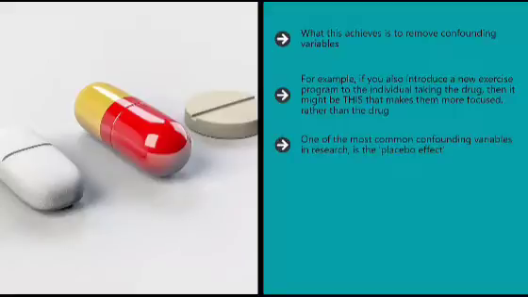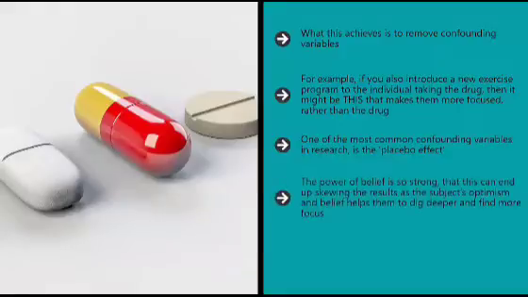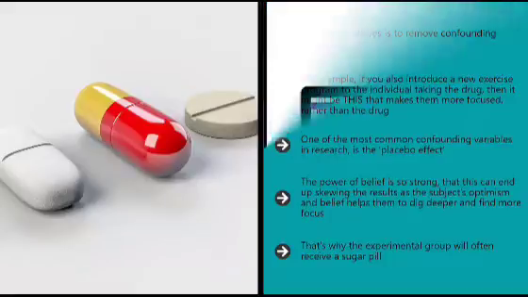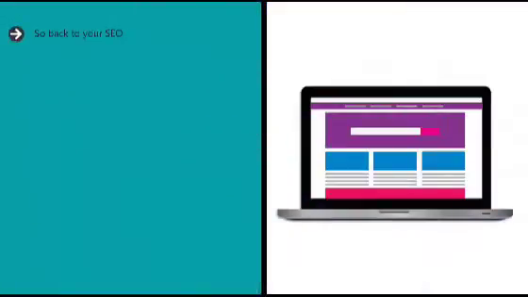This effect describes the fact that when you tell someone they're receiving a drug, they will then feel better even if the drug is just a sugar pill. The power of belief is so strong that this can end up skewing the results, as the subject's optimism and belief helps them to dig deeper and find more focus. That's why the experimental group will often receive a sugar pill. This way, both groups think they are getting something, and you can thereby rule out the role of placebo in the study. So back to your SEO.